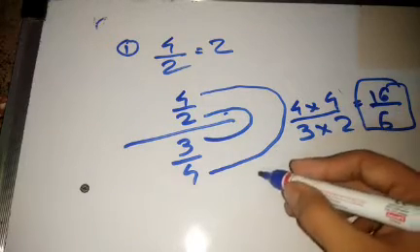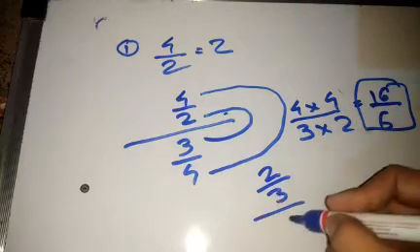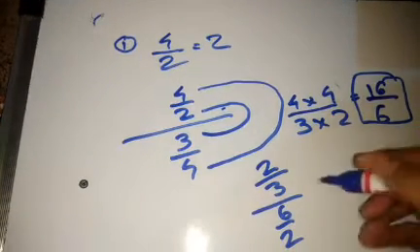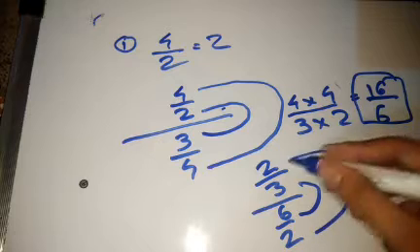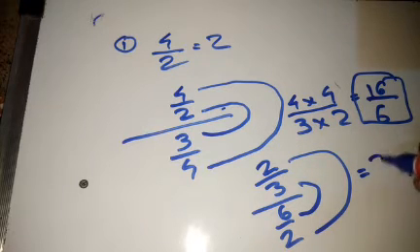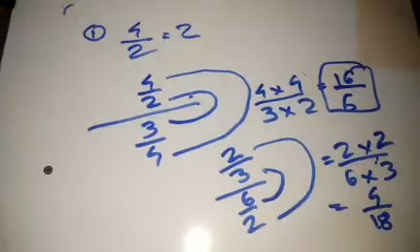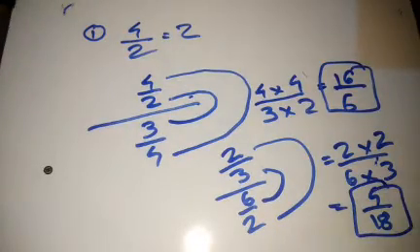If we have another example like 2 by 3 upon 6 by 2, in such a case just simply do this and do this. Then the above side will be 2 into 2 and the below side will be 6 into 3, which will give 4 by 18.